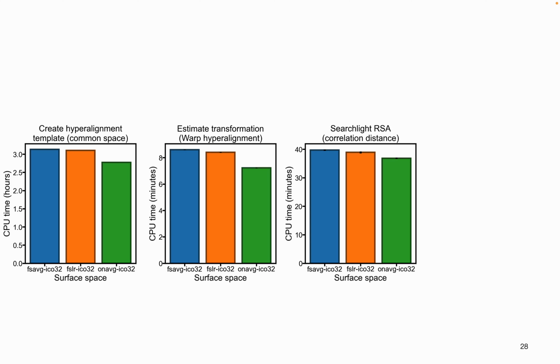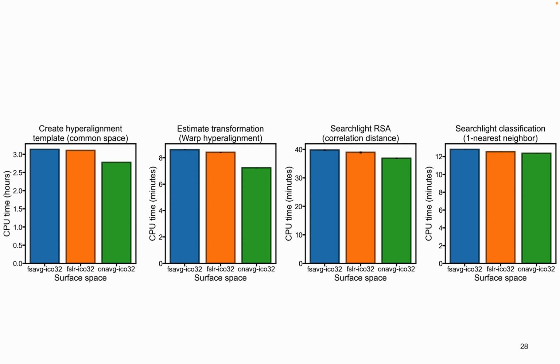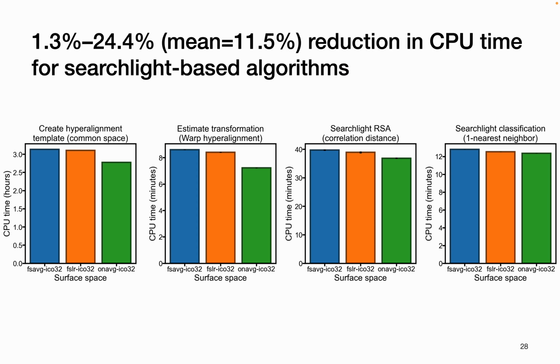We benchmarked the computational time of various algorithms, including hyperalignment, RSA, and classification analysis. And for all these algorithms, the computational time based on the unaveraged template is shorter than other templates. And on average across all the algorithms, there is an 11.5% reduction in CPU time, which means that the unaveraged surface template can potentially make computational neuroscience a little bit more environmentally friendly.